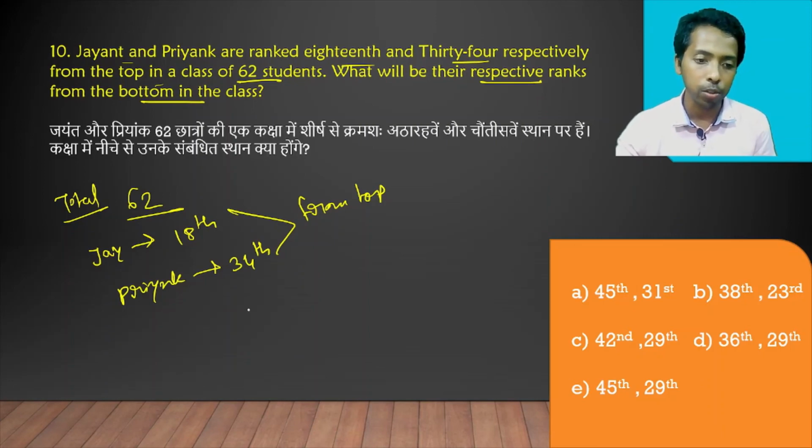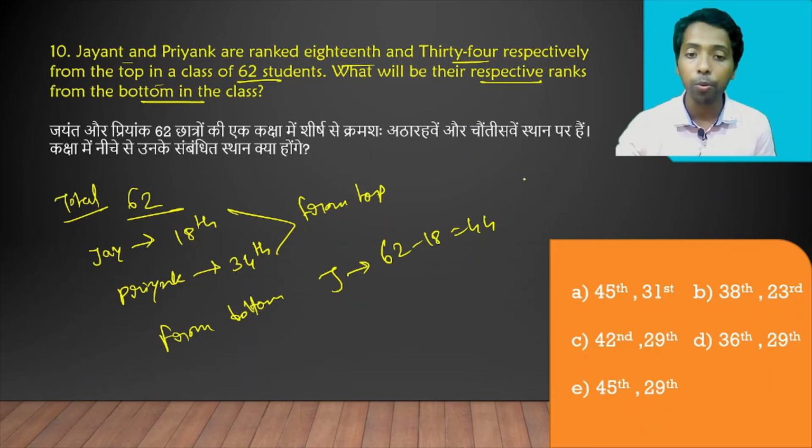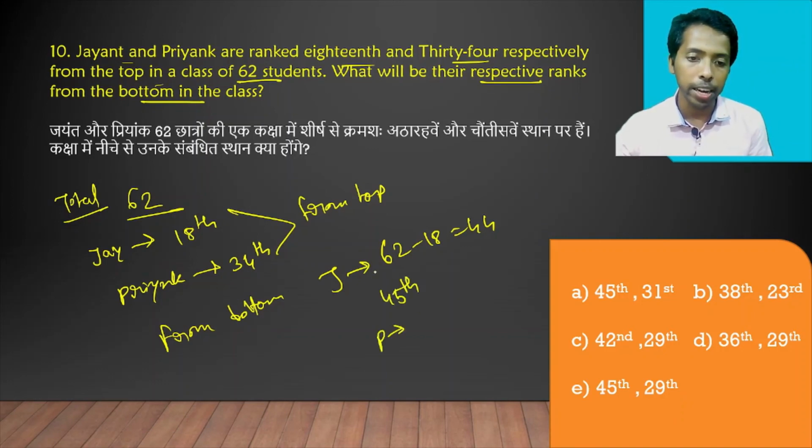So this is 18. From the bottom, their rank, that is Jayant, 62 minus 18. This is 44, but not 44. What I have said is that the difference gives the number of students, just one less than where it actually stands. That means 44 students are already there before Jayant. So to find the rank of Jayant, one should be added to this. That means Jayant's rank is 45th here. So what would be Priyank's rank? That is 62 minus 34, that is 28. So this is 29. Right?